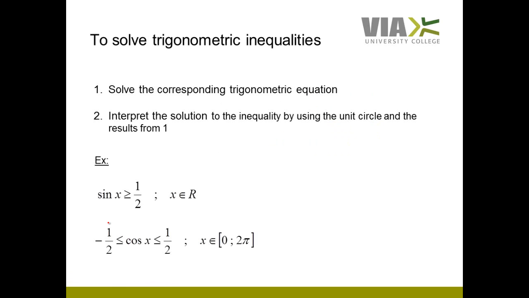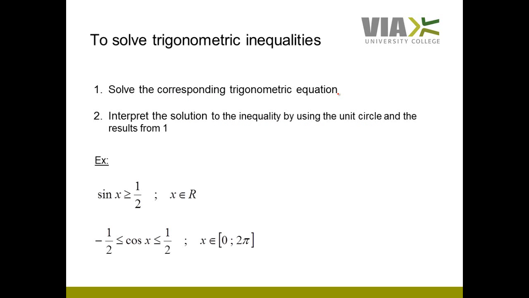First of all, you have to solve the corresponding trigonometric equation, which you have already learned, and afterwards you have to interpret the solution to the inequality in question by using the unit circle and the results you have received from point number 1, that is the results which you have been given when you have solved the corresponding trigonometric equation. So how do we do that?